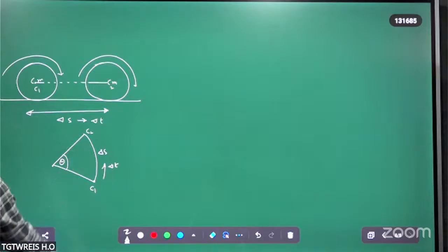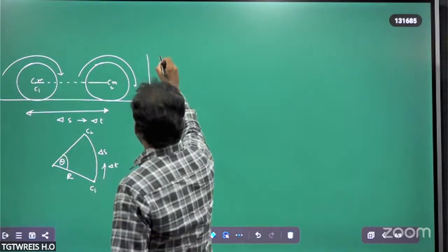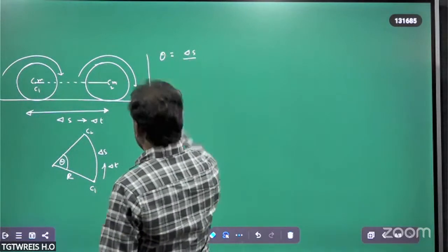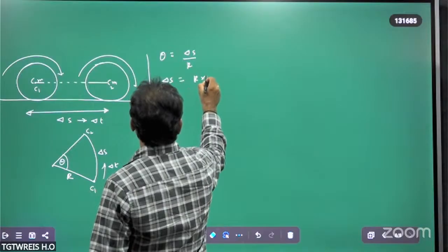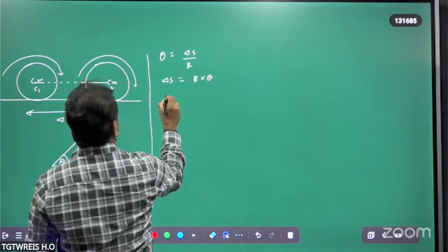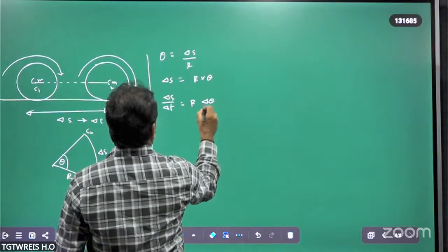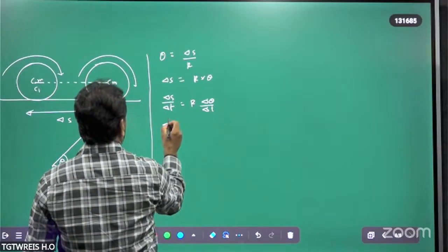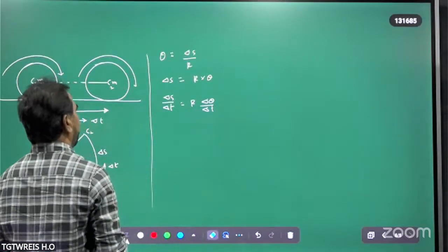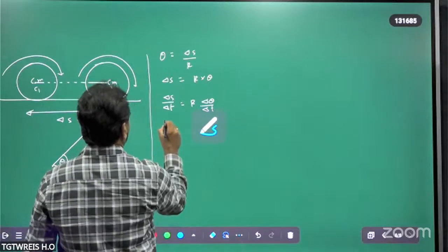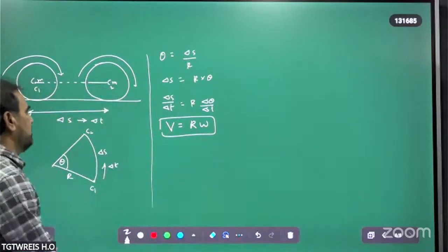Theta is arc length upon radius, which is already known. Theta is equal to delta s upon R. So delta s is equal to R into theta. Again take the derivative: delta s upon delta t is equal to R, which is a constant, into delta theta upon delta t. ds by dt is V. V is equal to R omega. This is the relation between linear velocity and angular velocity.